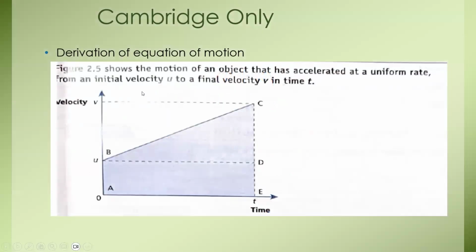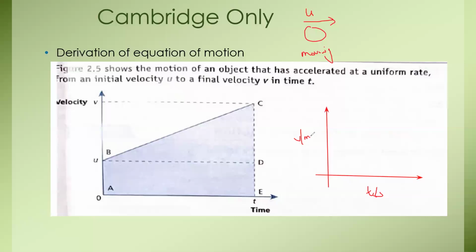So, derivation of the equations of motion. For example, there is an object, and when you start to observe, it was moving. It's originally a moving object. So when you start to observe this object, it was moving at a velocity of u. On the x-axis, we have time. On the y-axis, we have velocity.